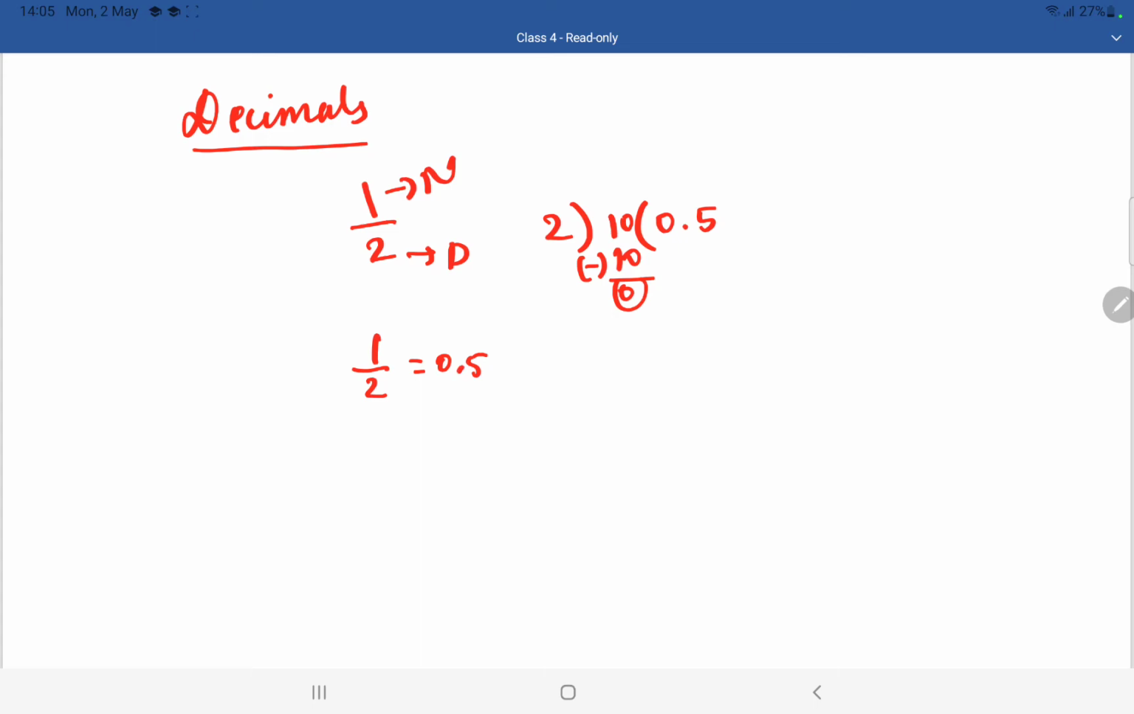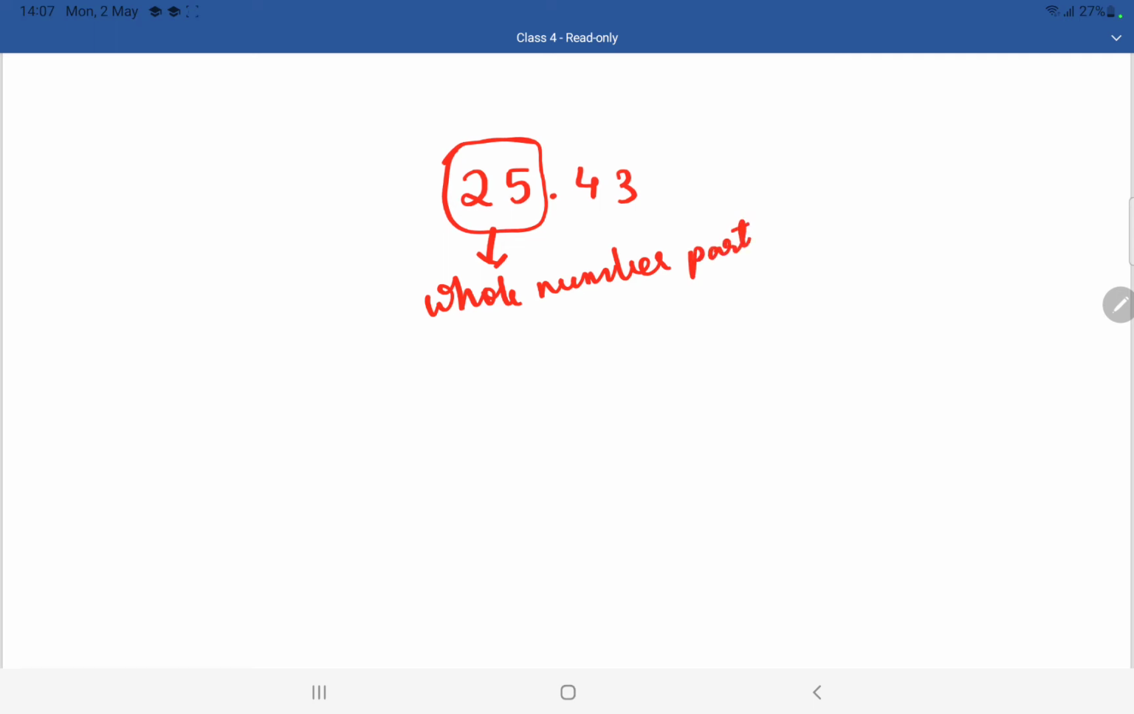You will have a point in the decimals. This is known as the decimal point. Okay, so students, if you take a decimal, for example, I am going to take 25.43. In 25.43, this 25 which is there, that is known as the whole number part. That is known as what? That is known as the whole number part or integral part.